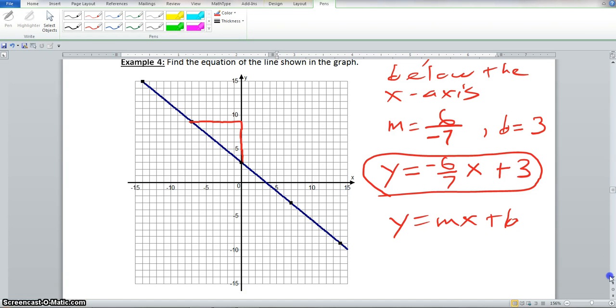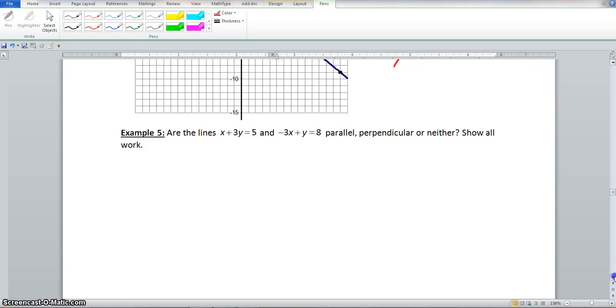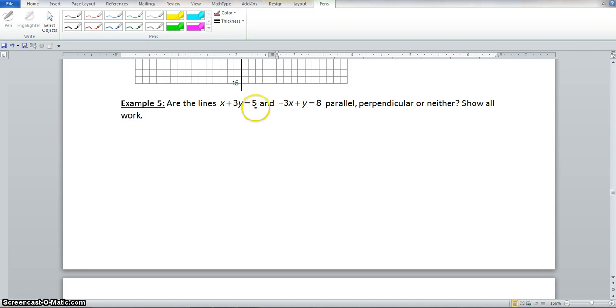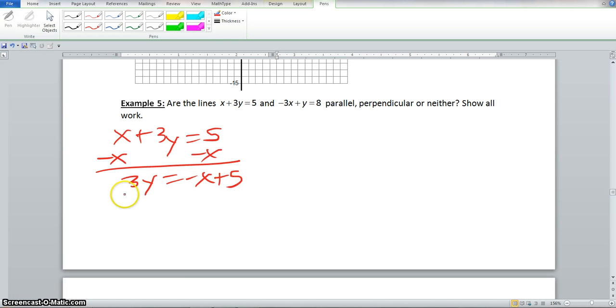Okay, now we scroll down. It says example 5. Are the lines x plus 3y equals 5 and negative 3x plus y equals 8 parallel, perpendicular, or neither? Show all work. All we need to do is get y by itself so we can determine the slopes. With this first equation, x plus 3y equals 5, we can subtract x on both sides. We have 3y equals negative x plus 5, and divide each term by 3. So we have y equals negative 1/3 x plus 5/3.